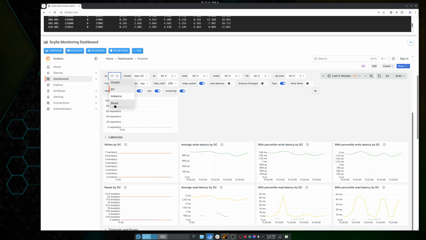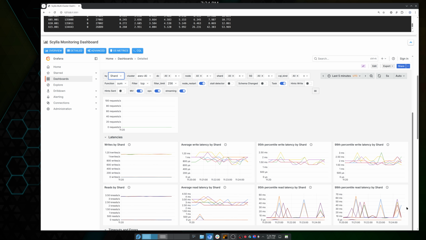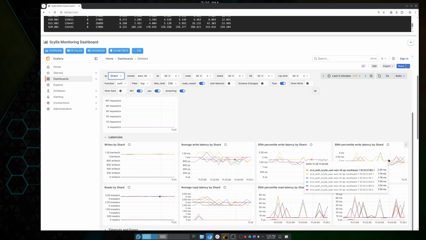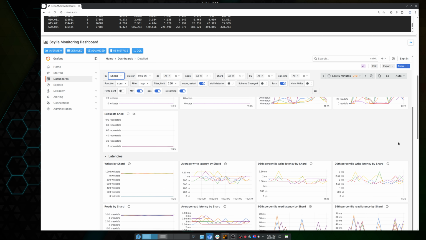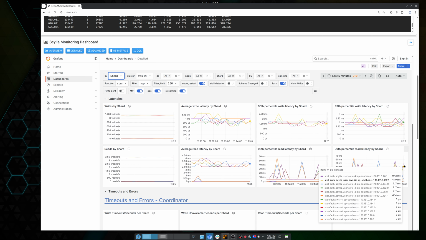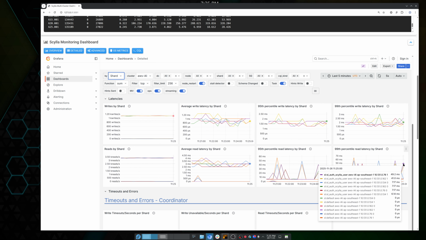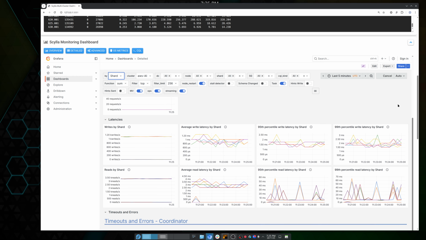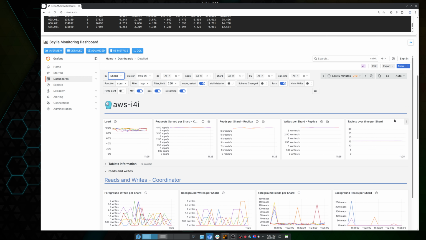Even if you go by shards, we can see the read latencies are spiking a bit. Over here, because I just started this setup, you can see that the worst one is up to like 49 milliseconds, or actually 50 milliseconds or so.